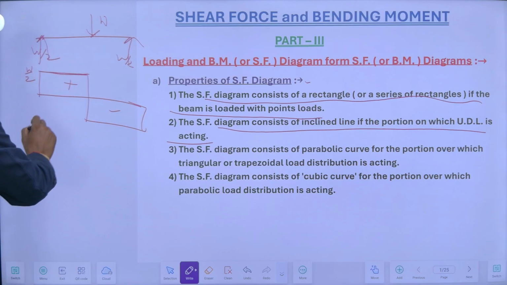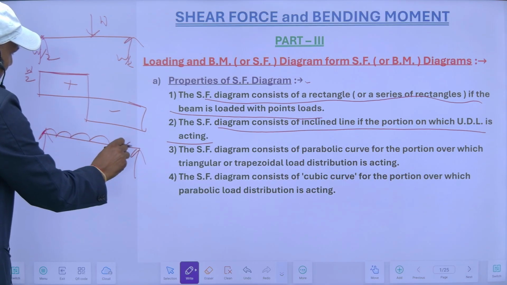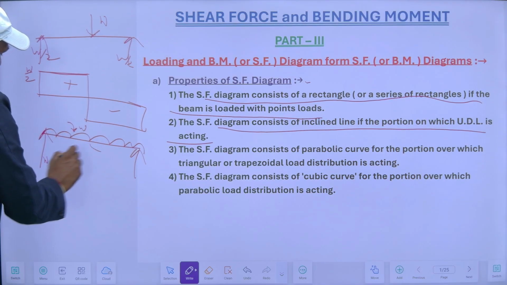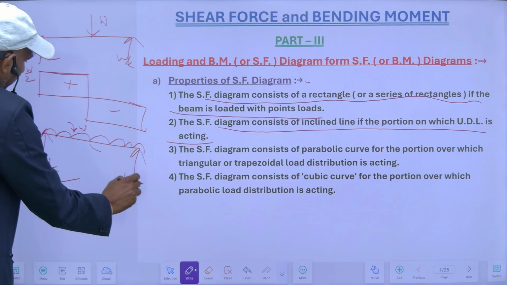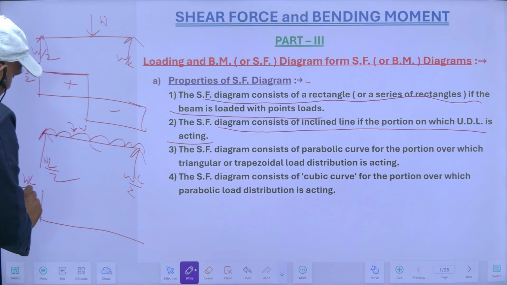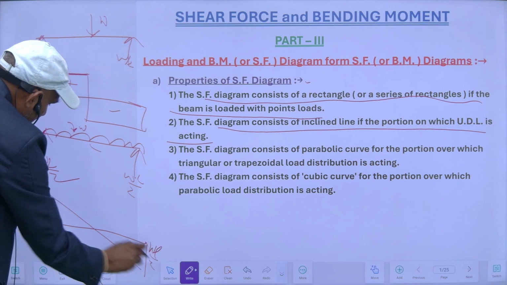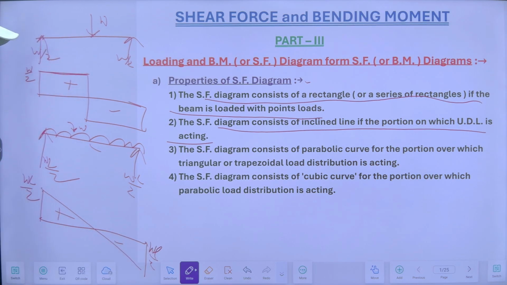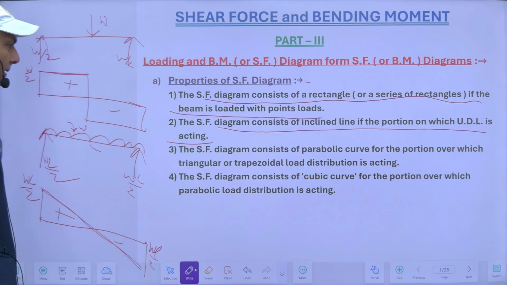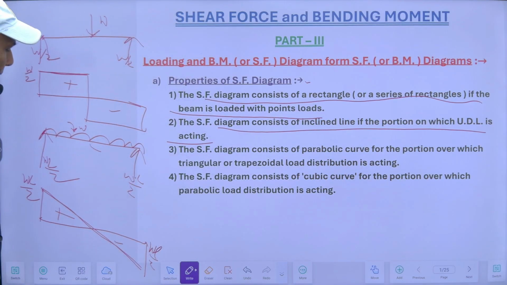The shear force diagram consists of an inclined line in the portion on which the UDL is acting. Suppose my loading is like this. So in this case, this is W, this is L. So WL by 2 will be the reactions. So my shear force diagram will be like this. This is plus and this is minus. So in case of UDL, the shear force diagram will consist of inclined lines on the portion on which the UDL is acting.